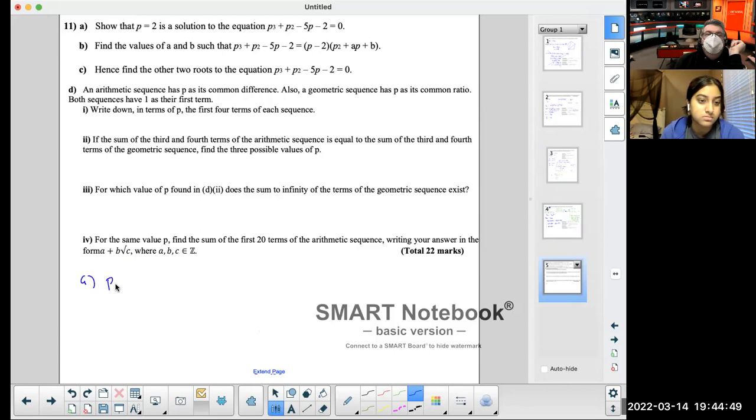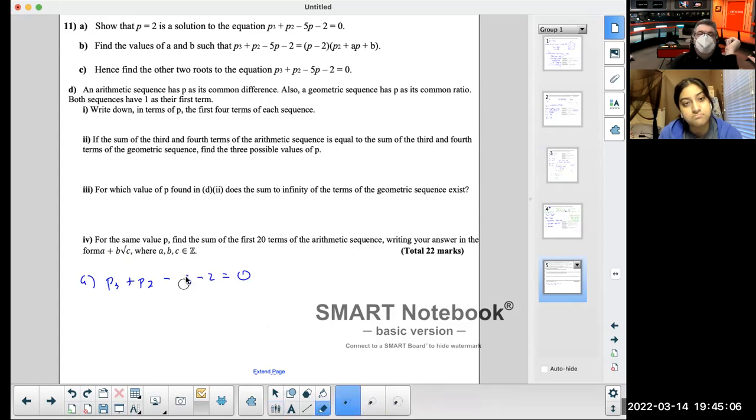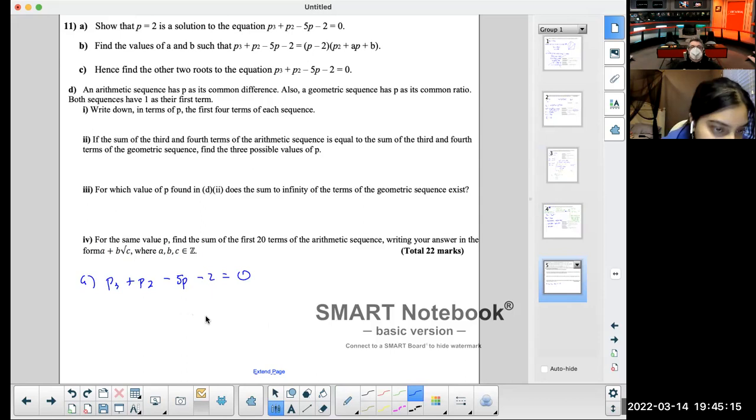So A, P sub 3, and don't you really want to say P cubed, right? Plus P sub 2 minus 5P minus 2 equals 0. I did 5 sub P, it's 5P. What are you thinking? Not much.